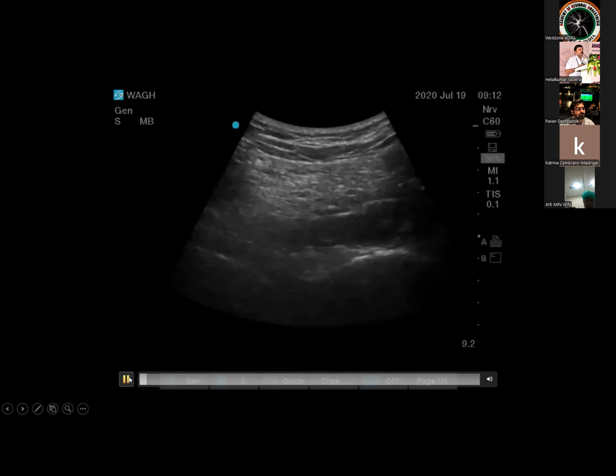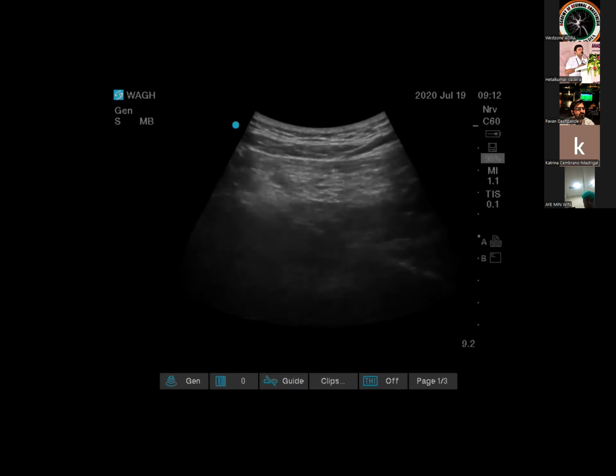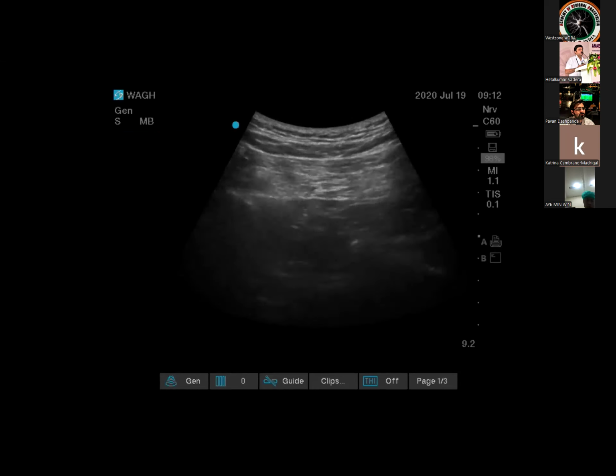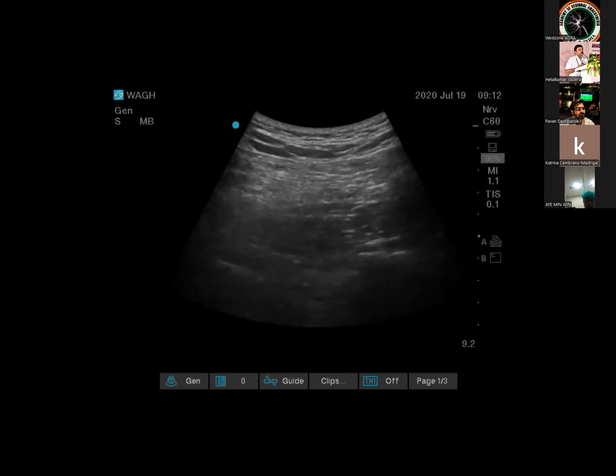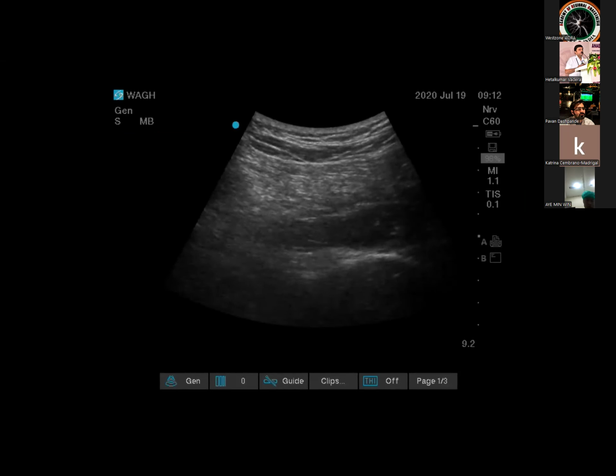This is the USG guided video. As we go up, we will sometimes get the hyperechoic line of the ala of the ilium. If we get the hyperechoic ala of the ilium, then we will shift the probe inferiorly till we get the break in the ala of the ilium, and we will get the hyperechoic structure, which is the sacral plexus.